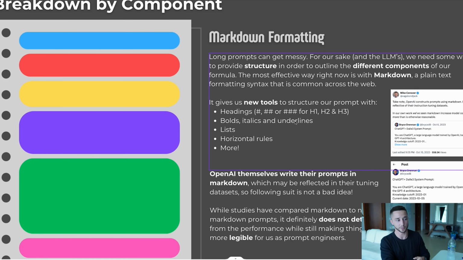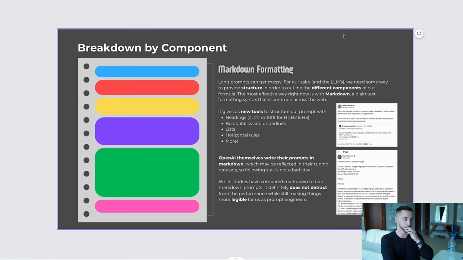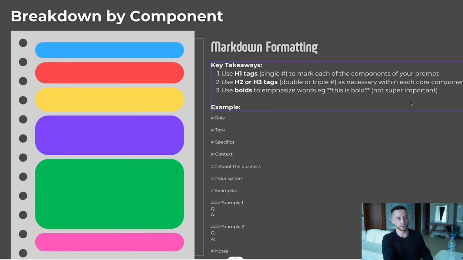You also have bolds, italics, underlines, lists, horizontal rules, and more. If you want to jump into the fancy stuff, I'll teach you the basics here of Markdown, but you can also do these other things. I'm not sure what the effectiveness is of bolds and italics and stuff, but I tend to just use the headings as a structure tool. So key takeaways on Markdown formatting: use these H1 tags, a single pound symbol, to mark each of the components for your prompt. And then you can use the H2 or H3 tags or even bolds to add additional structure to other parts of it.